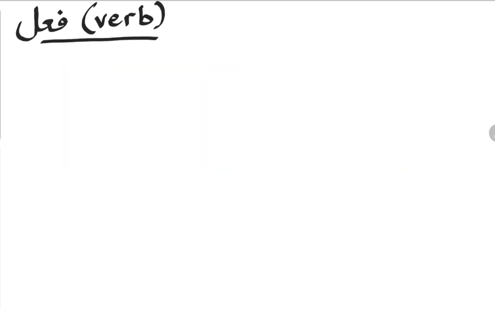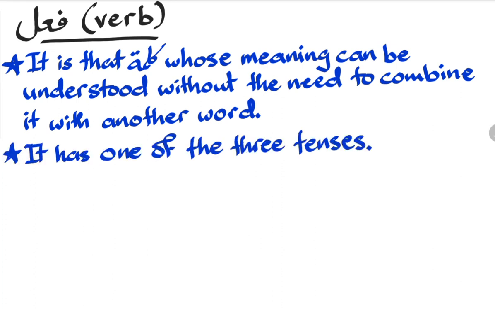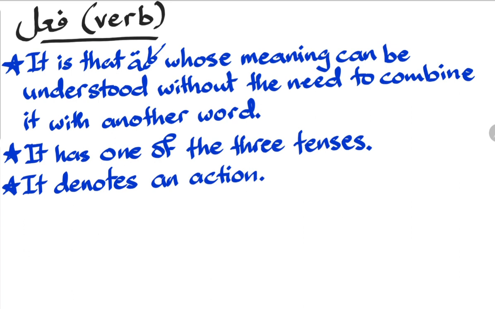Something which is common with ism and fi'l in Arabic is that fi'l is also a kalima whose meaning can be understood without the need to combine it with another word, just like in ism. Something which is not common with ism is that fi'l has one of the three tenses: past, present, or future. The last thing, which is basically the essential characteristic of a fi'l or a verb in Arabic, is that it denotes an action. Now let's take a verb in Arabic as an example and fit these notes on that particular word. For example, let's take the word nasara.